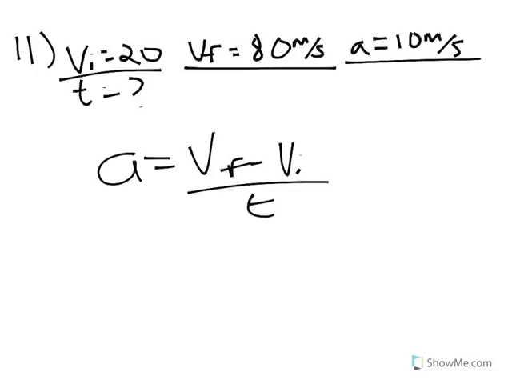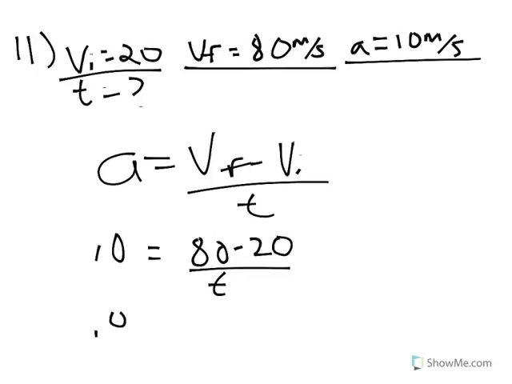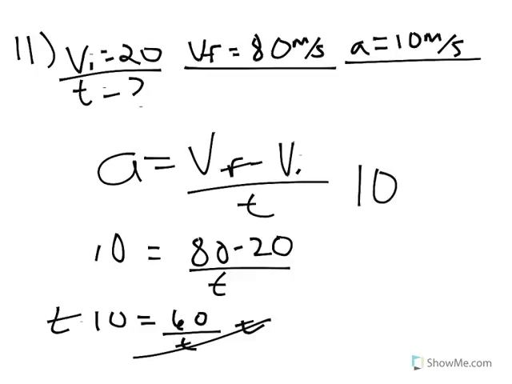All right, and so we plug it in. We got 10 equals 80 minus 20 over T. So we end up getting 10 is equal to 60 over T. Multiply T up on both sides. Cancels them out there. We're left with 10T equals 60, and T would be equal to 6 seconds.